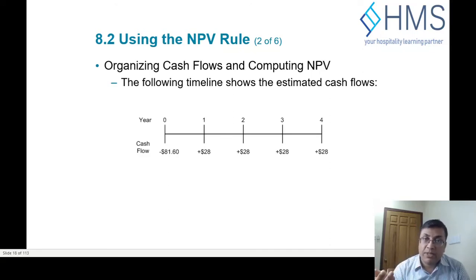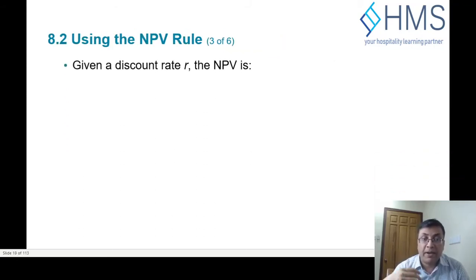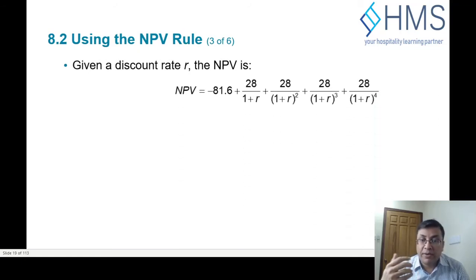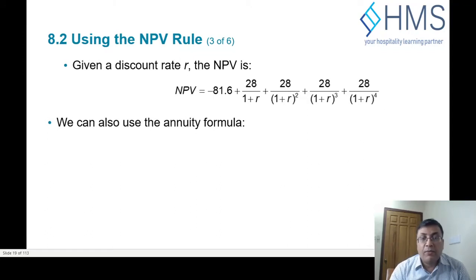How do we calculate present value? We have to assume a rate of interest, right? So let's say the rate of interest is 8%. Then we can use this to calculate the net present value by using this formula. So the first outflow will not be discounted. The first 28 million will be divided by 1 plus R, because it's only one year of compounding. Then the second year will be 28 divided by (1 plus R) squared. 2 is for 2-year compounding.